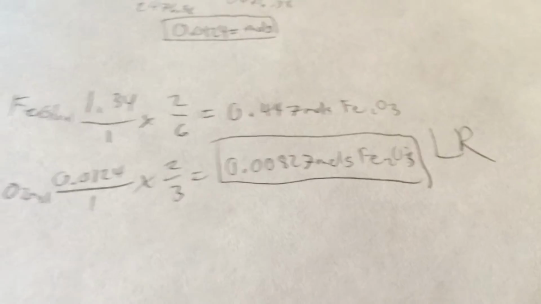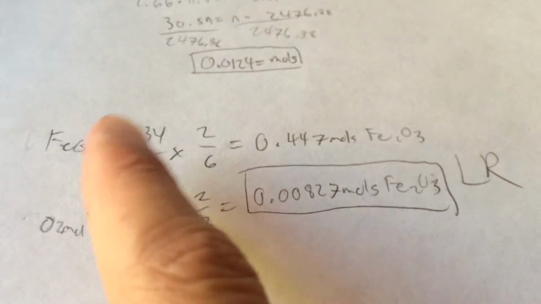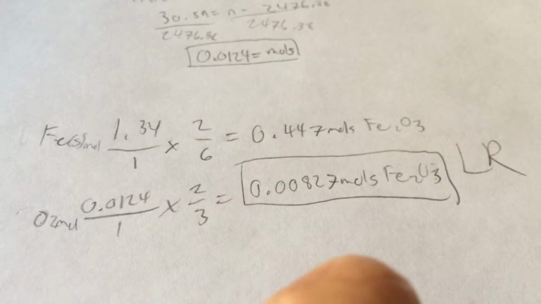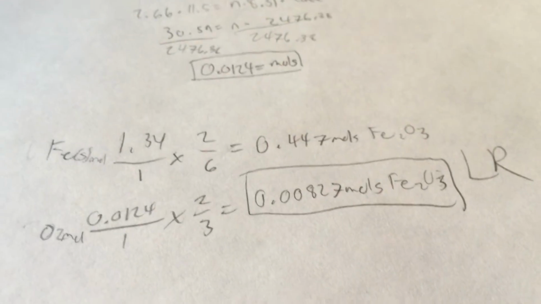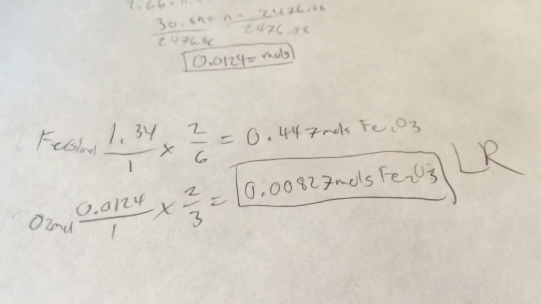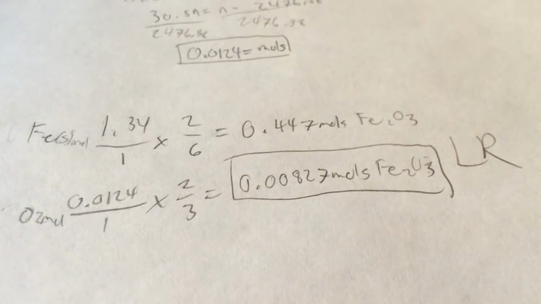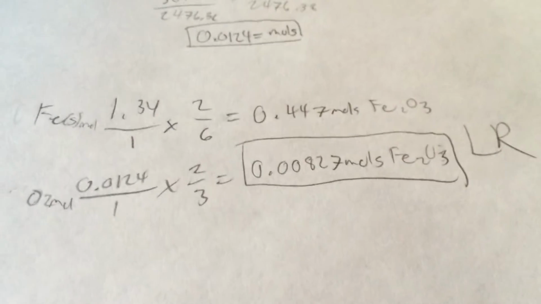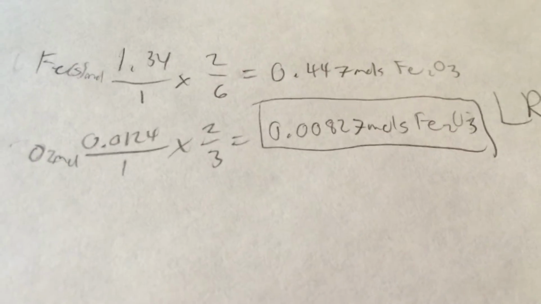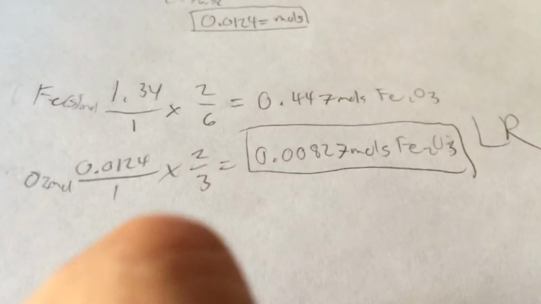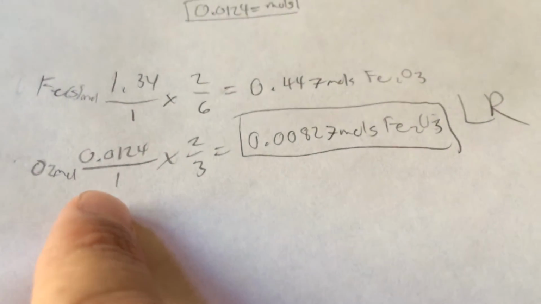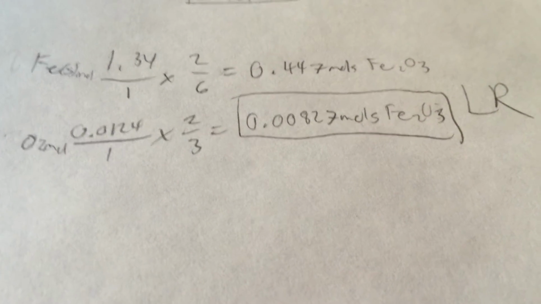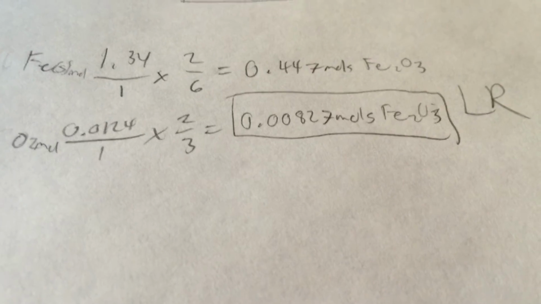And so I plug it into the equations, which is the moles times the molar ratio equals the moles found. So we start out with Fe, which is 1.34 moles, times the molar ratio of 2 over 6 equals 0.447 moles of Fe2O3. And then we get to O2, which is the limiting reactant, as I already said. And it's 0.0124 moles times the molar ratio of 2 to 3.